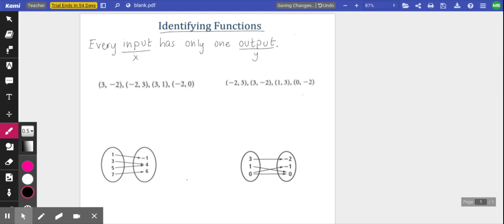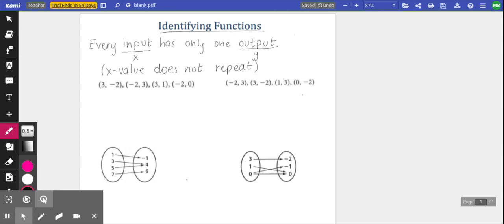So if every input has only one output, that means that our x value cannot repeat. Let's look at some representations. First, we're going to look at ordered pairs. The key when identifying functions is to make sure that no x value is repeated.